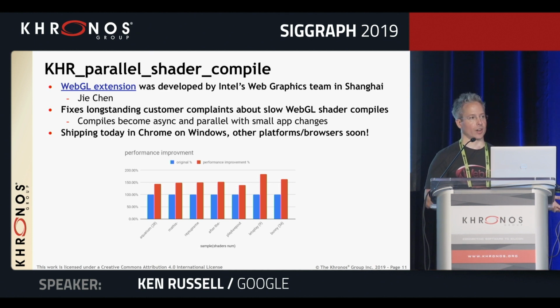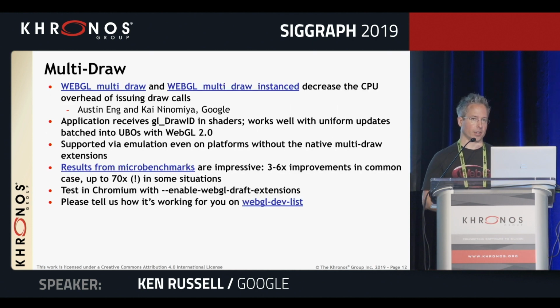So slow shader compilation on some platforms, namely Windows, has been a problem since WebGL's inception, and this has finally categorically been solved by Intel. Thank you, Intel's web graphics team. This one extension with a few lines of application code change lets you move your shader compiles to a different thread and parallelize them, so things speed up and become async. It's great. It's already in Chrome on Windows, which is the biggest problem platform, so just go pick it up, please.